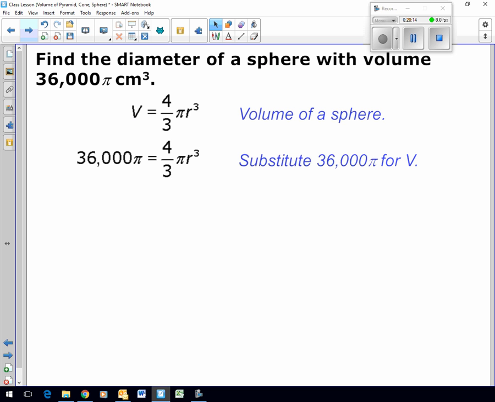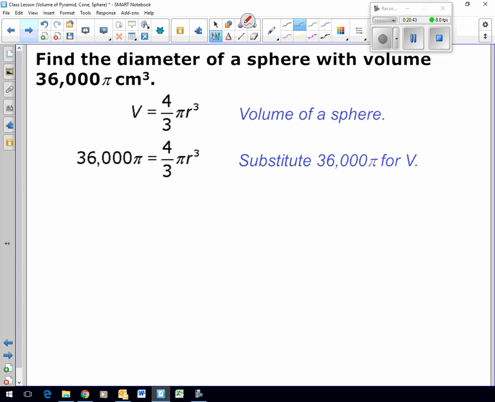Find the diameter of a sphere with a volume of 36,000 pi cubic centimeters. All right, we have a starting point. Starting point is our formula. 4/3 pi radius cubed. We plug in 36,000 pi for the volume because it says the volume's 36,000 pi, right? You with me on that?